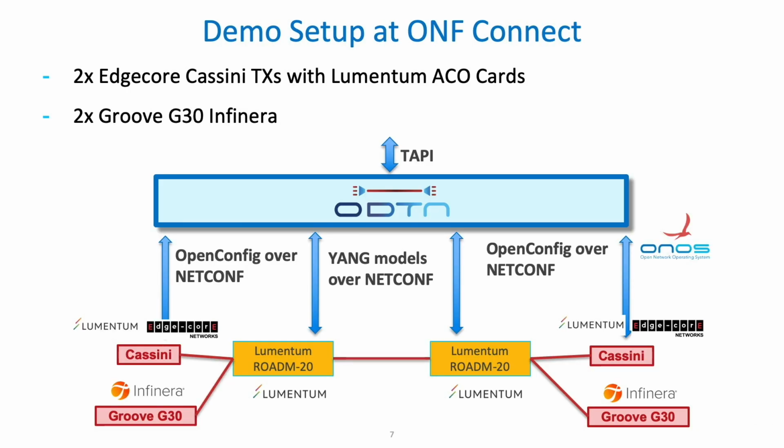So over at ONF Connect, we had two Edgecore Cassini transponders with Lumentum ACO cards and two Infinera Group G30s, all managed by OpenConfig from ONOS. And then in the middle, there were two Lumentum ROADM 20s to constitute the line.